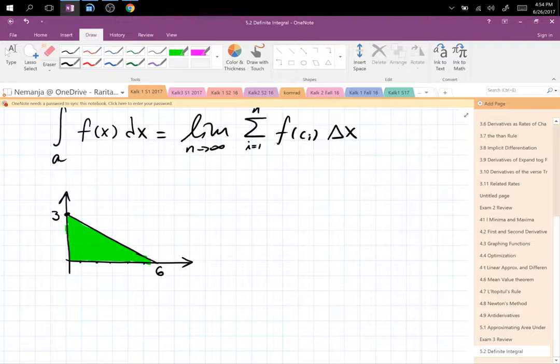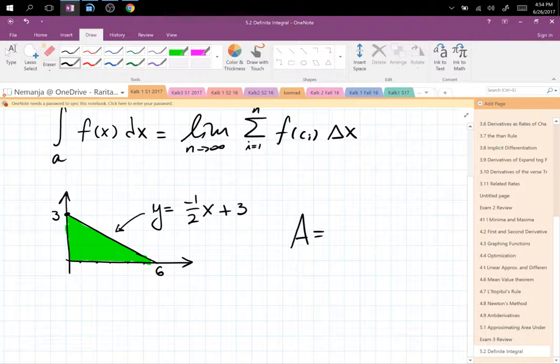We can also set up this integral by first figuring out that the equation of this line is y equals, and we know it's rise over run, so it has to be negative 1/2, right? Because it's negative 3 over 6. So negative 1/2 x plus 3. That will be our equation here, the function. So now the area is going to be the integral from 0 to 6 of (negative 1/2 x plus 3) dx.